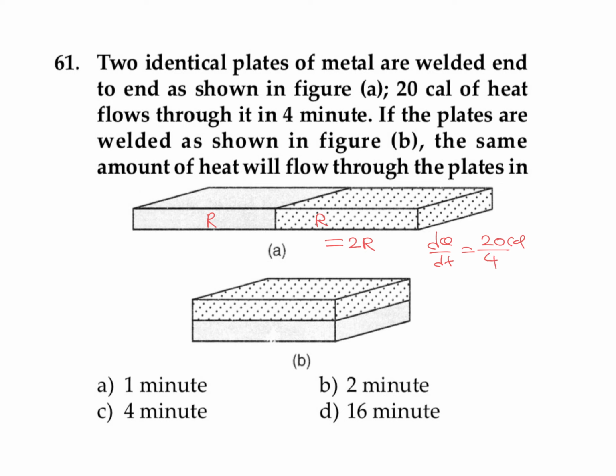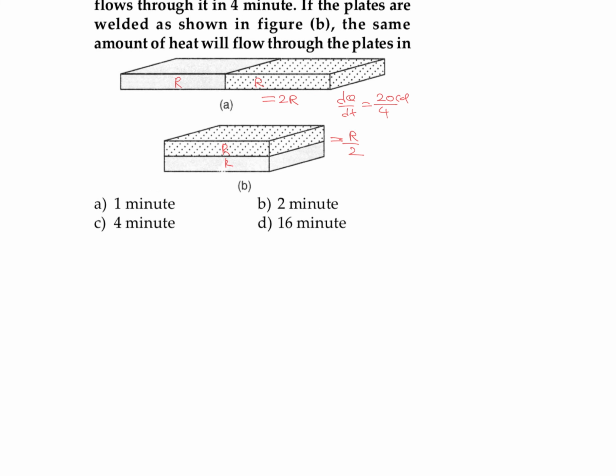If the plates were welded as shown in figure B, the same amount of heat will flow in and the plate is... So if it is connected like this, we can write these two are connected in parallel combination. In parallel combination, we know that the equivalent resistance will be equal to R divided by 2.